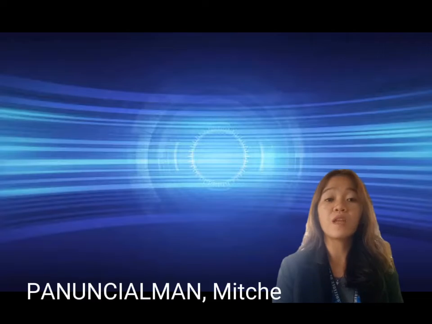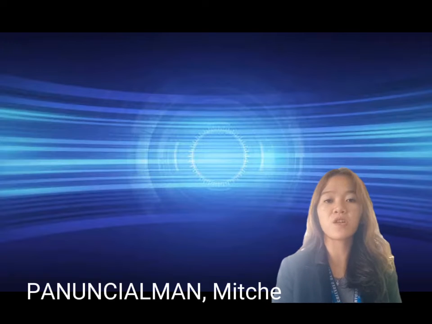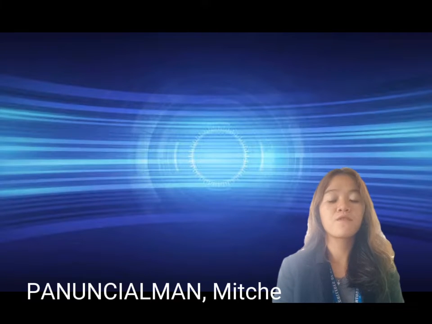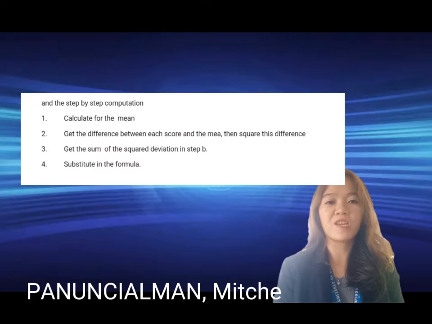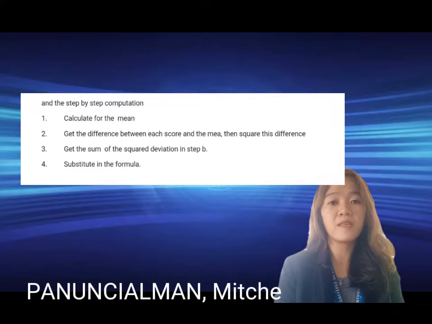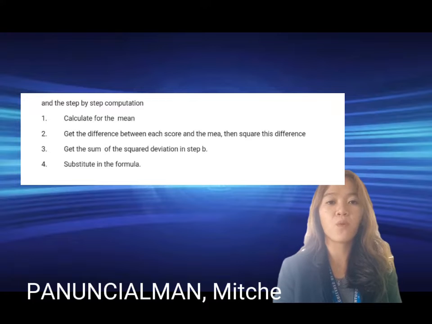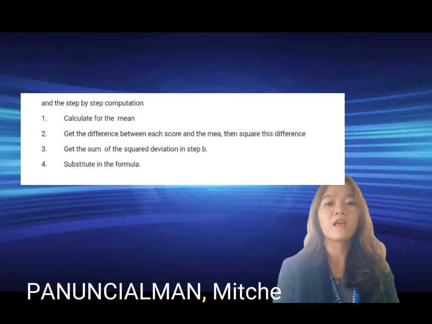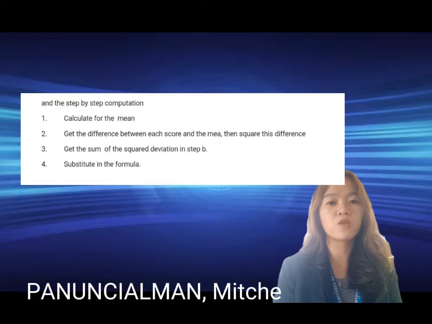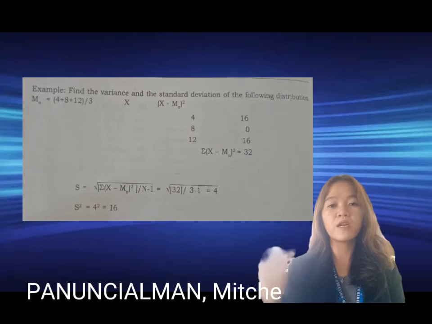it is the method used to find the mean deviation of grouped data. Steps to calculate the mean deviation of a continuous frequency distribution. Now for the variance and standard deviation of grouped data, here is the formula and the step-by-step computation. Calculate the mean, get the difference between each score and the mean, then square this difference. Get the sum of the squared deviations in the previous step. Substitute in the formula. So here is an example.